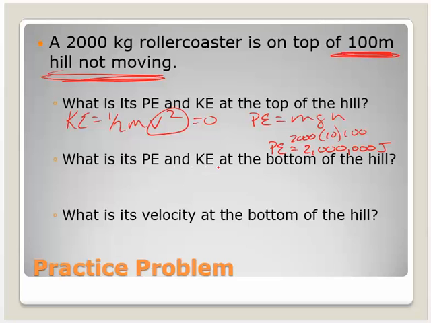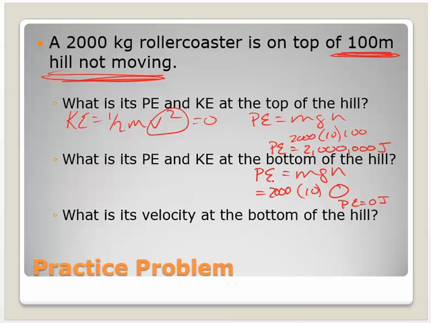What is its potential energy and kinetic energy at the bottom of the hill? Well, the potential energy now is easy because it's mgh. M is the same, gravity is the same, but height is 0. Height is 0, so everything else, it doesn't matter. We're multiplying by 0. The potential energy is 0 joules because it now has lost all of its height, so it doesn't have any potential energy.